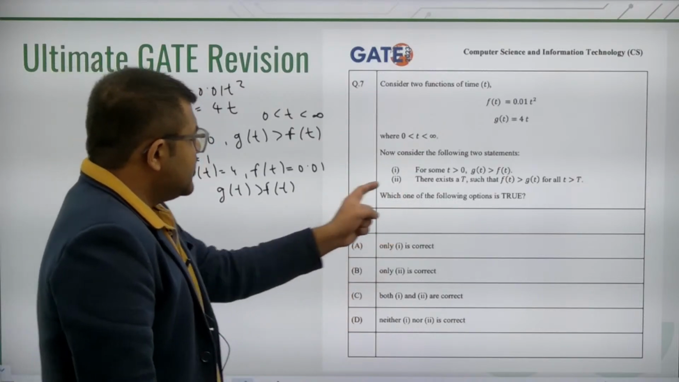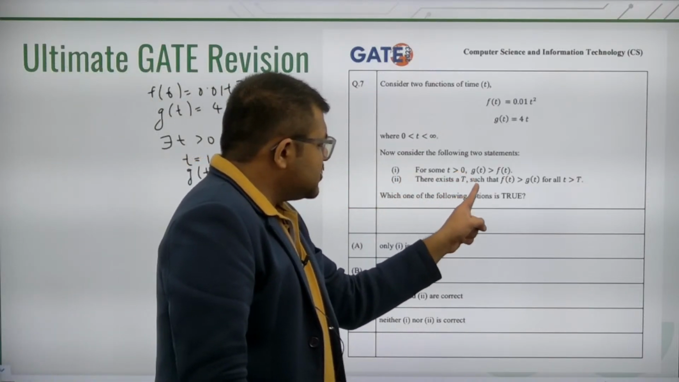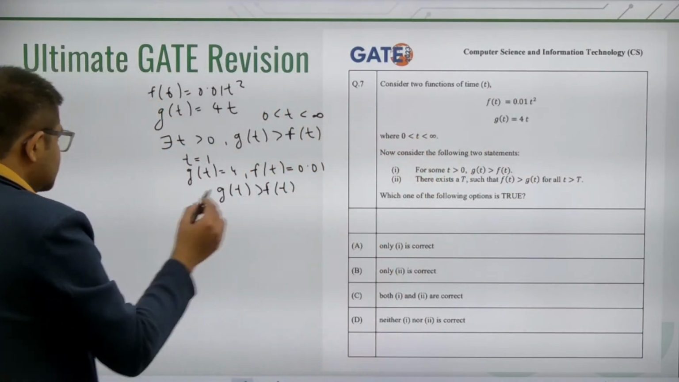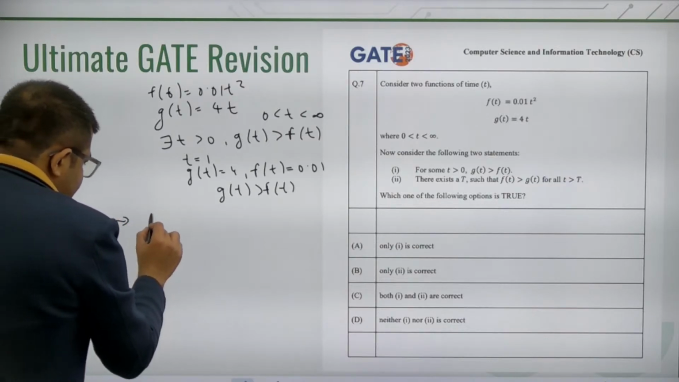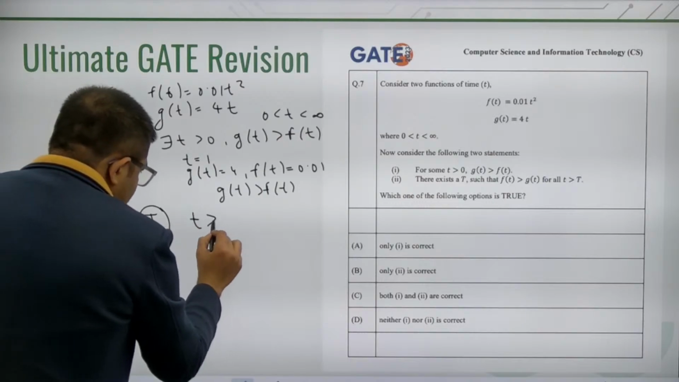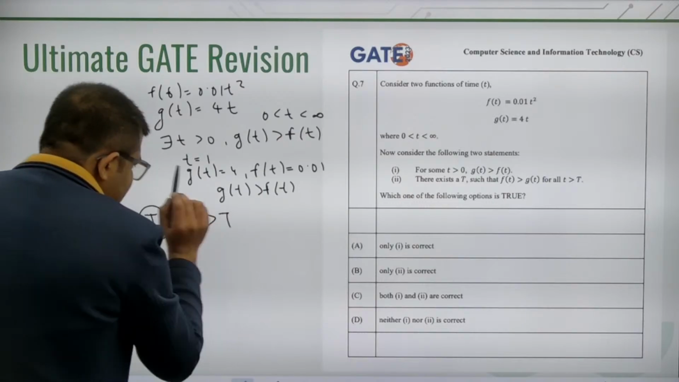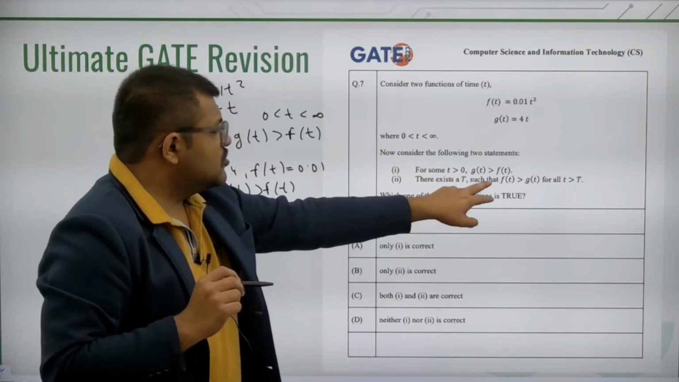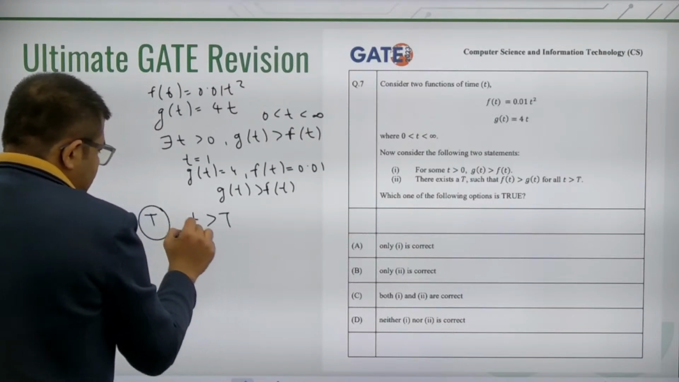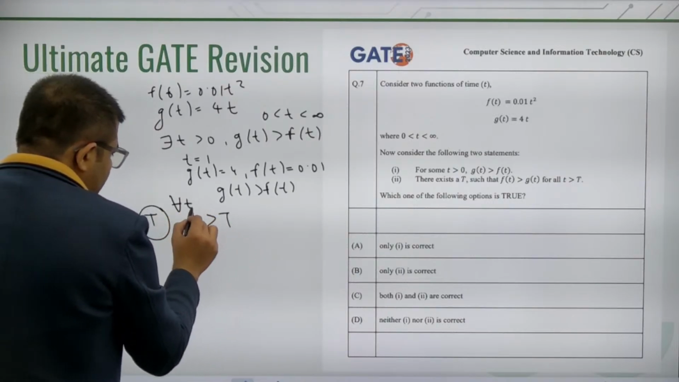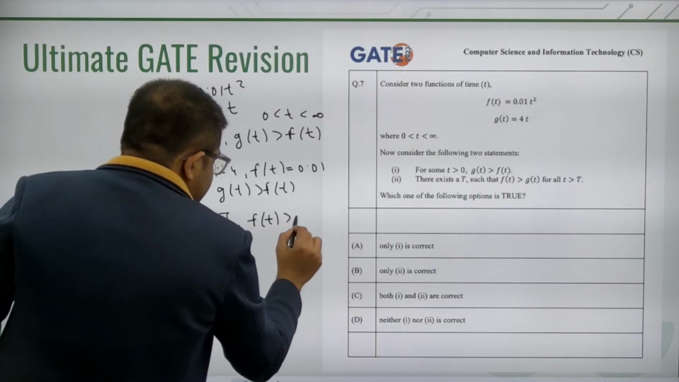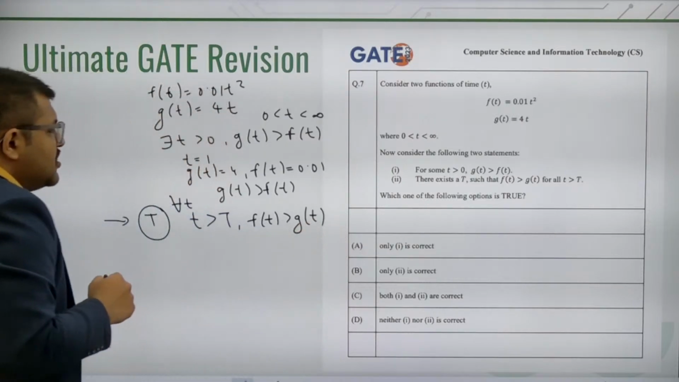Second statement, there exists a capital T such that f of t is greater than g of t for all t greater than T. What does the second statement say? That there exists a particular value of T such that for all the values of t after this T, f of t is greater than g of t. For all values, remember here it is not there exists, this is for all t greater than capital T, f of t is greater than g of t. So this is also true.